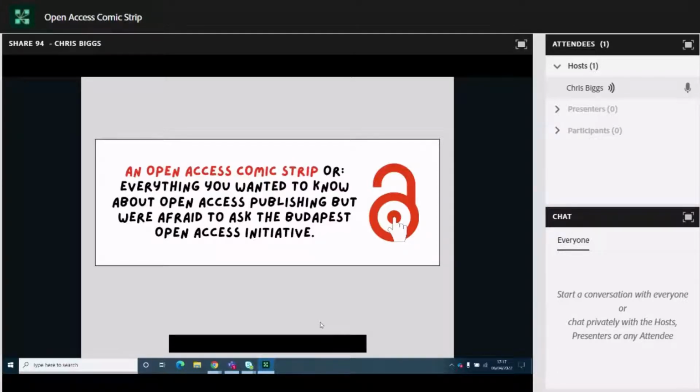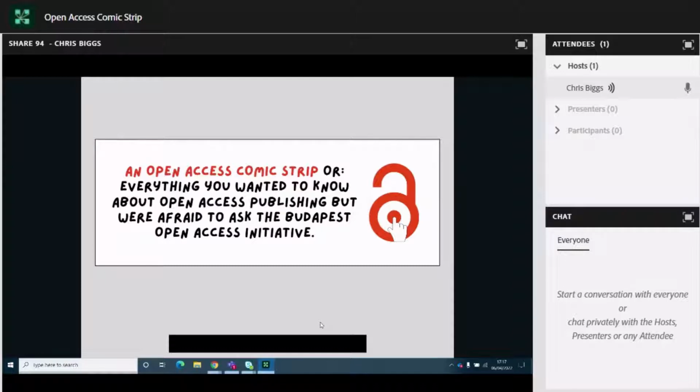Welcome to this training session on open access publishing. The session is split into two. The first half is the story of open access publishing via a comic strip, and the second half, my colleague Yvette will run through in detail how you publish open access with the support of the library.